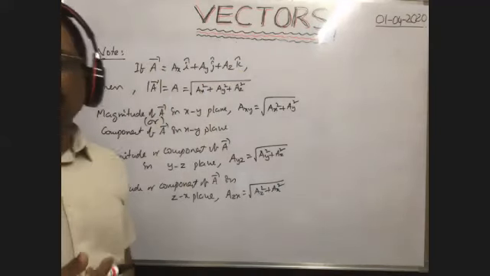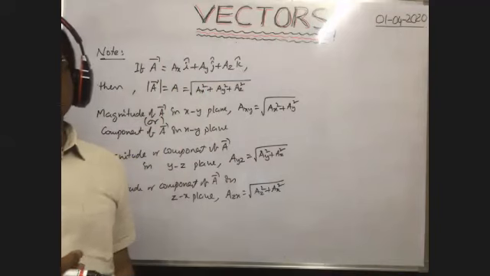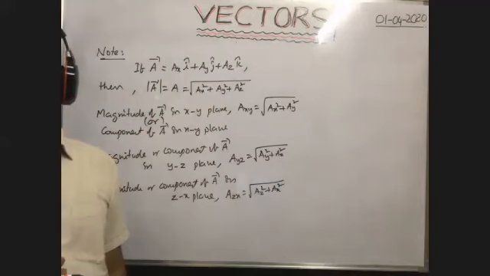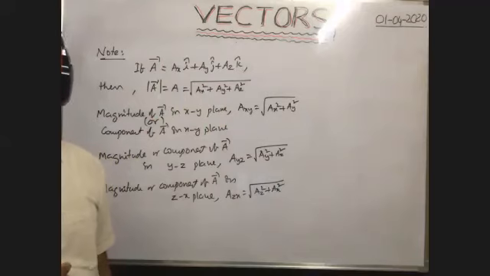Cos alpha is equal to. What is the directional cosine for this? Cos alpha is equal to. Come on, you respond in chat box. Very good. Ax by a.